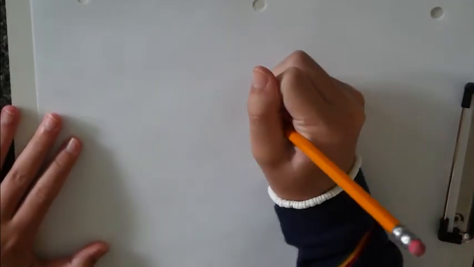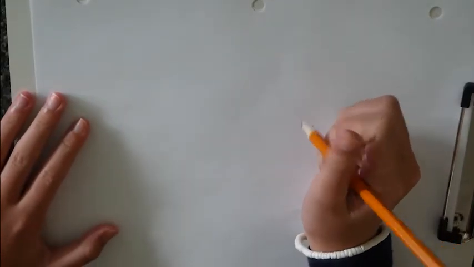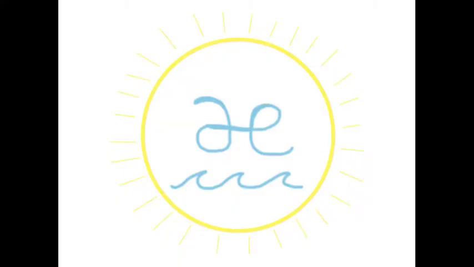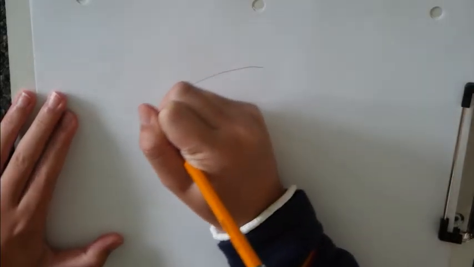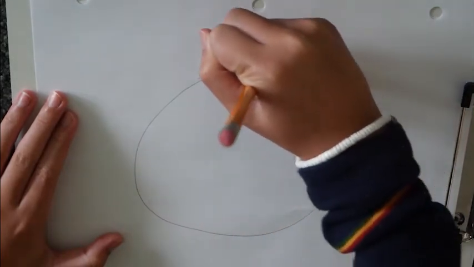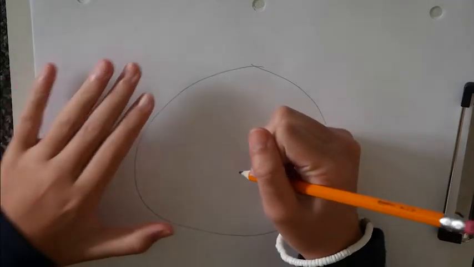So I'm just going to start drawing mine, and mine will be on the screen right now. I'm going to be remaking my YouTube logo. So first I'm starting off with a circle. You don't have to make your circle perfect because there's a circle tool in Photoshop.